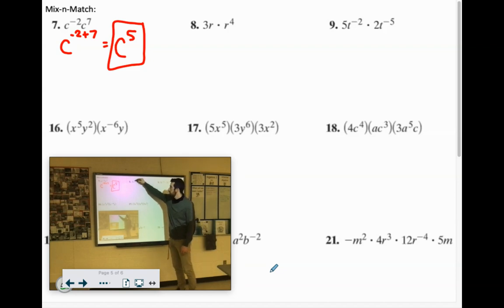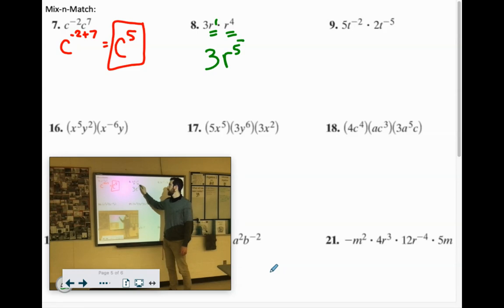3r, which is 3r to the first, times r to the fourth. Remember, we can add the exponents of the like bases. So that would be r to the fifth. And then the 3 just kind of hangs out in front. 3r to the fifth.